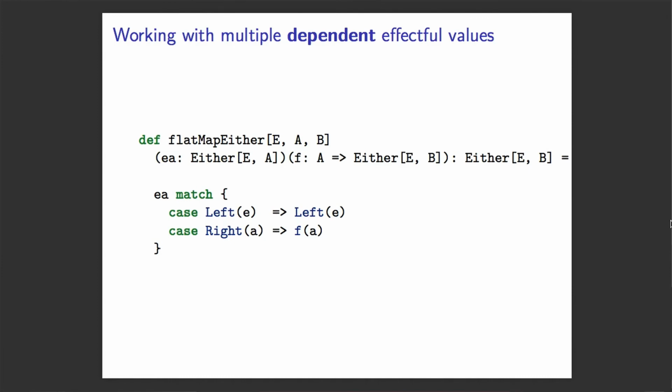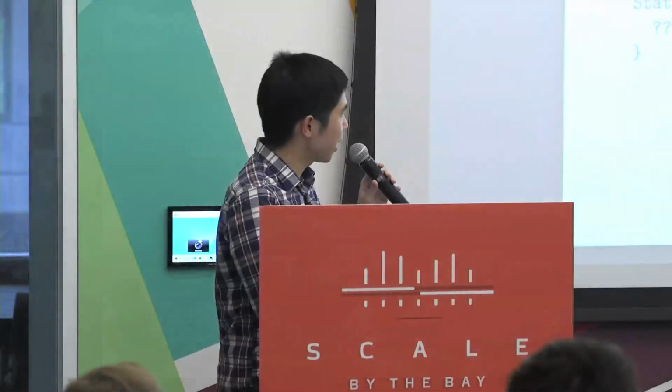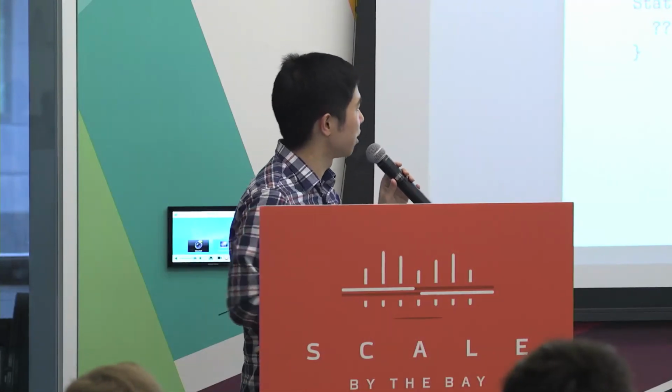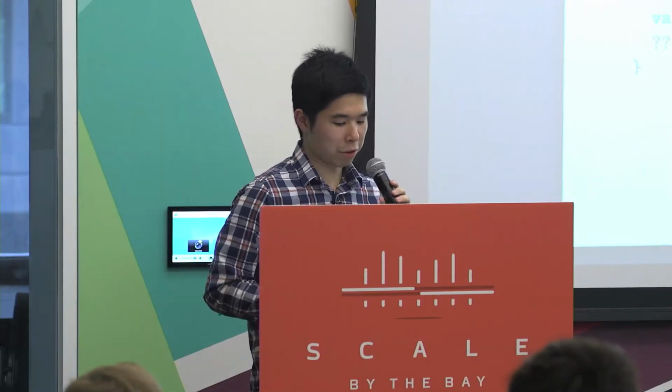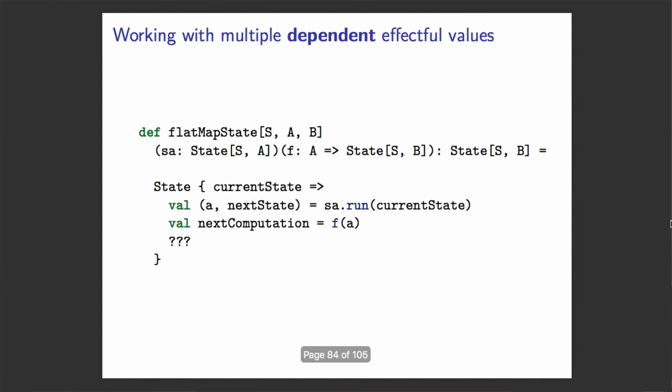State, similar thing. We're going to walk through this. So we have some state action that's eventually going to produce an A. And depending on what that A is, I'm going to produce some B that itself depends on the state action. So we're going to first run the thing that produces an A. That gets us A and the next state. We're going to run F against A. So we get our next stateful action depending on what that A is. And then we're going to run that new state action against the state returned by running the first one.